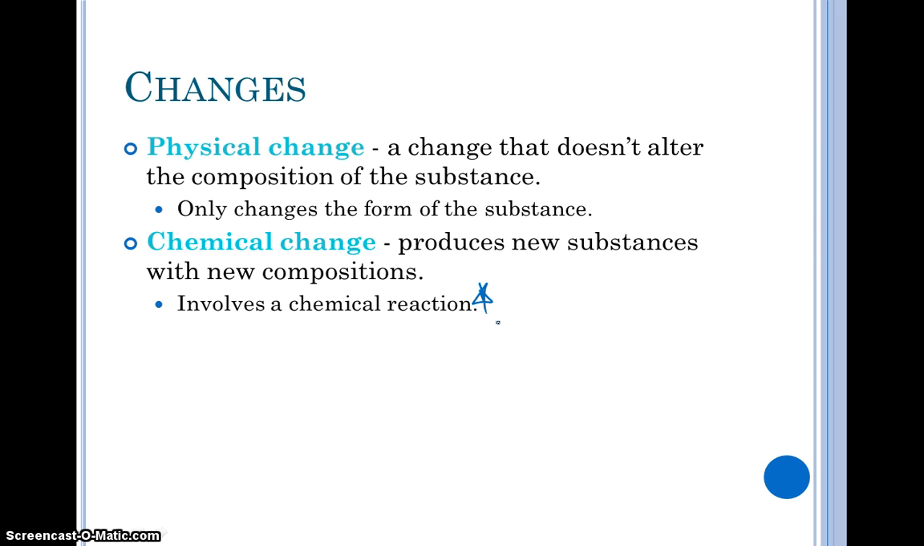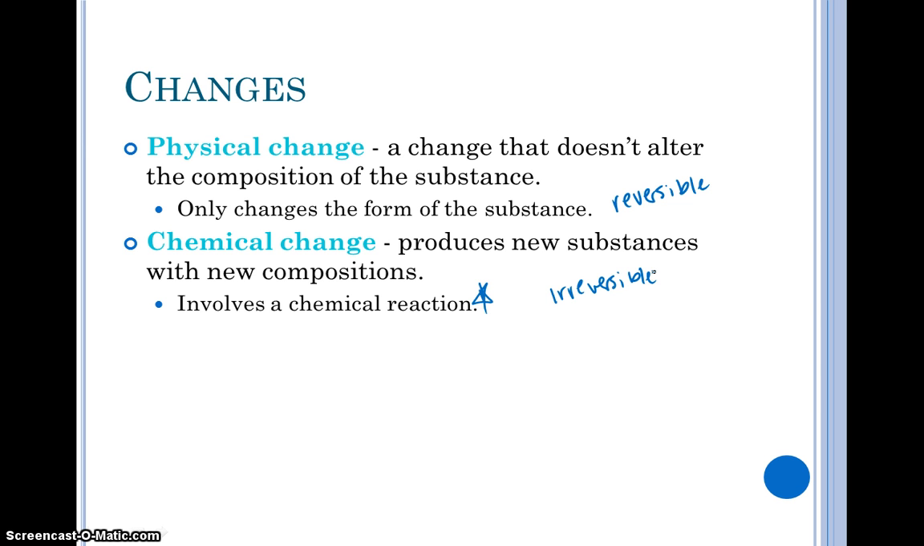So one thing to keep in mind in terms of the difference between a physical change and a chemical change is that physical changes are going to be reversible. If I put water into the freezer and turn it into ice, I can take it back out of the freezer and melt it back into water. A chemical change is going to be irreversible. So if I take water and I chemically break it apart into hydrogen and oxygen, no matter what I do, unless it's another chemical reaction, I cannot get that water back. So your physical changes can be reversed, your chemical changes are irreversible.